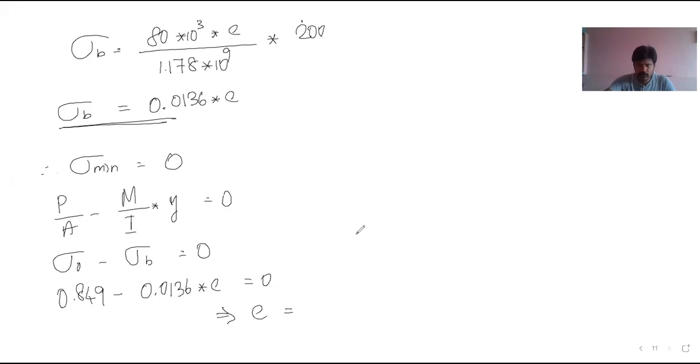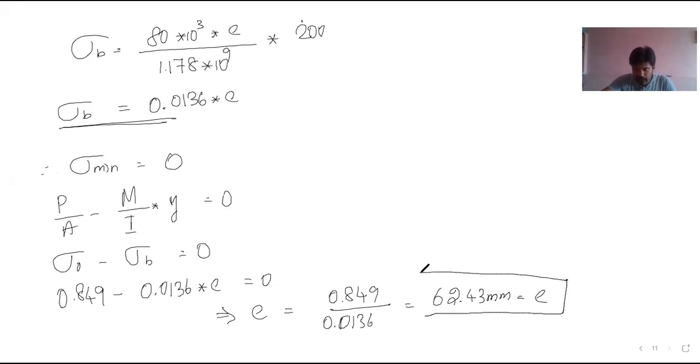If we substitute these values, we can get the e value as 62.43 mm. So if the tensile stress, sigma minimum, is equal to 0, then the value of eccentricity is 62.43 mm for the eccentric load of 80 kilonewton.